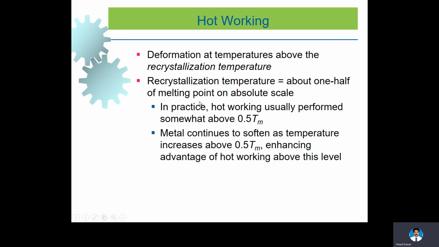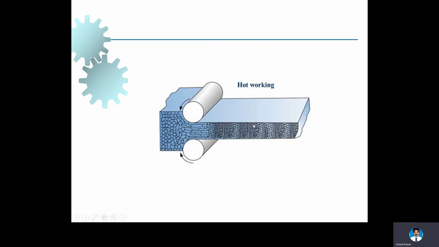Recrystallization temperature is about 1/2 of the melting point on an absolute scale. Hot working is usually performed somewhat above 0.5 Tm, where Tm is the melting point temperature. If the temperature is increased above 0.5 Tm, then it becomes hot working. Metal continues to soften as temperature increases above 0.5 Tm, so the advantage of hot working is enhanced above this level.